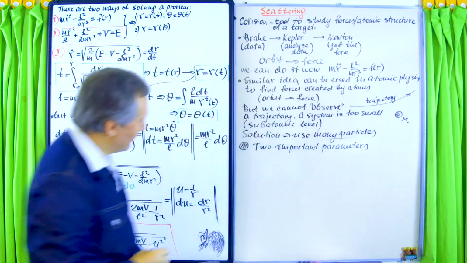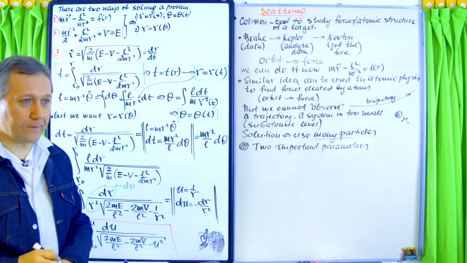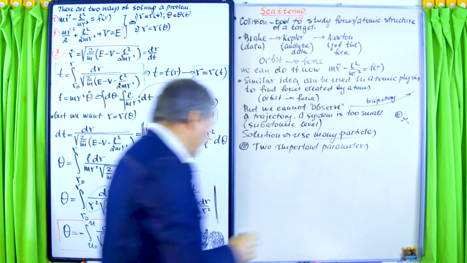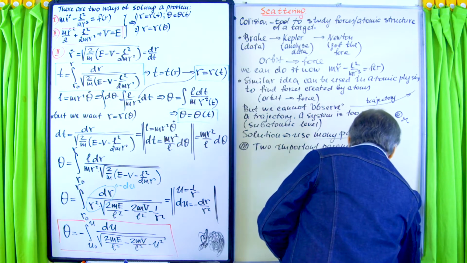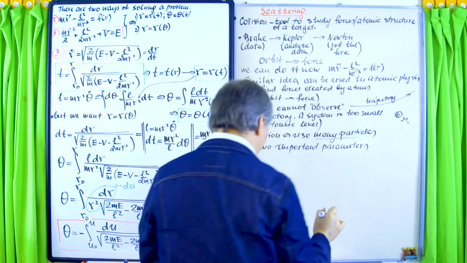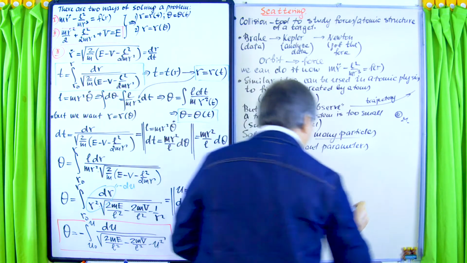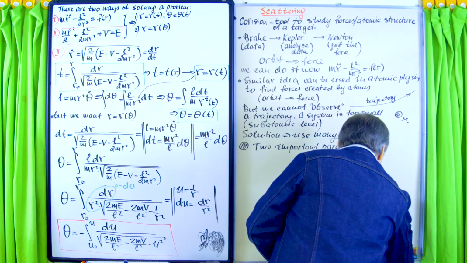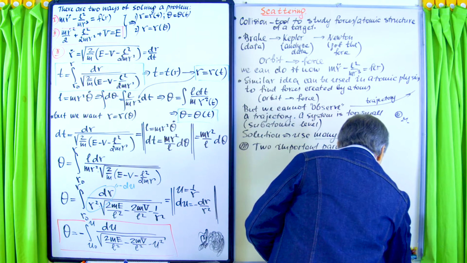I think I have enough space to draw a picture here. So let's assume that this is our target. Okay, let me estimate the amount of space. Yeah, this should be enough here. So let's say this is a target.